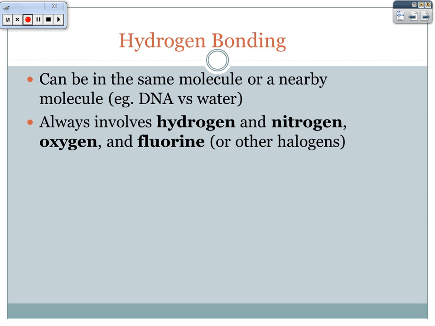The trick with hydrogen bonding is that it always involves hydrogen, nitrogen, oxygen, and fluorine or other halogens, okay?